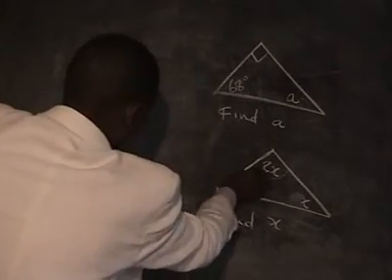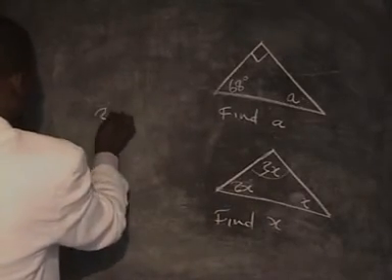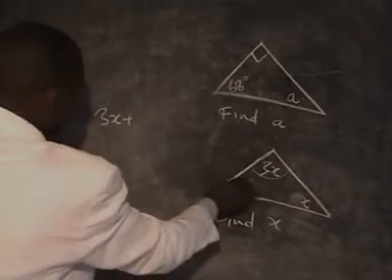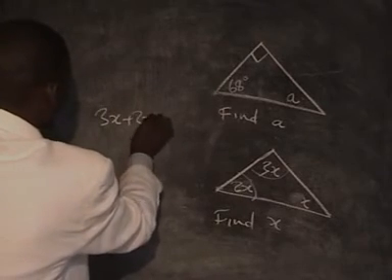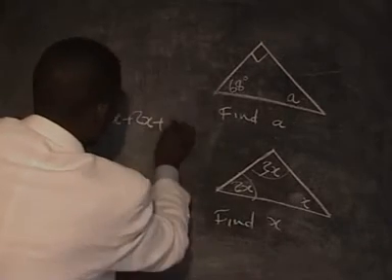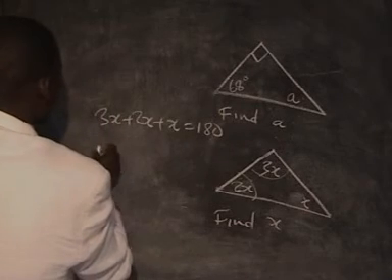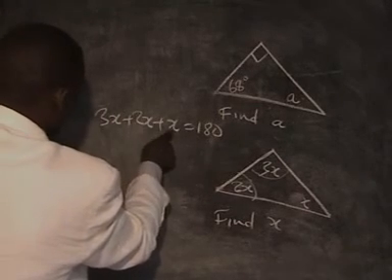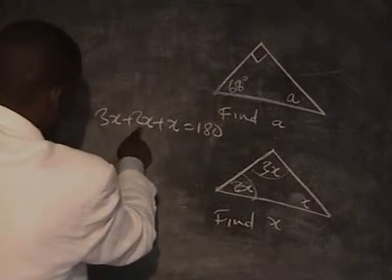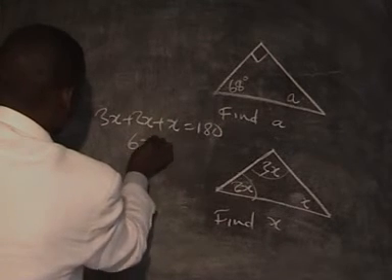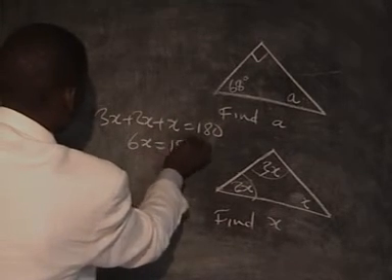So the first angle there is 3x. So I have to write 3x plus the second angle there is 2x, plus 2x, then followed by plus x. And this is equal to 180 degrees. Then from there, 3x plus 2x plus x. 3x plus 2x, 5x plus x. And this is 6x. And this is equal to 180 degrees.